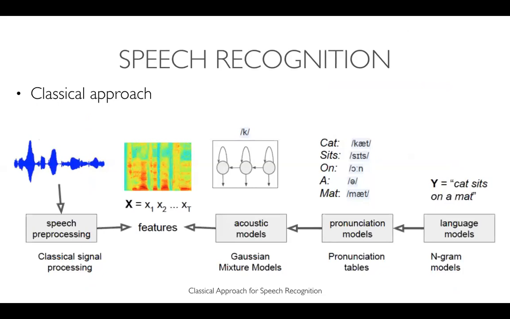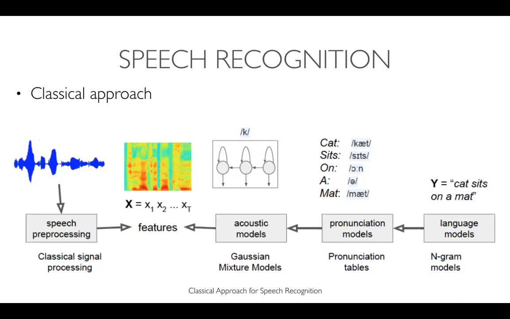So let's talk about the classical approach for speech recognition, because speech recognition is not new at all. It's quite old actually, but recently it got more attention because of the rise of neural networks, because using neural networks gives better performance as compared to the classical approaches.